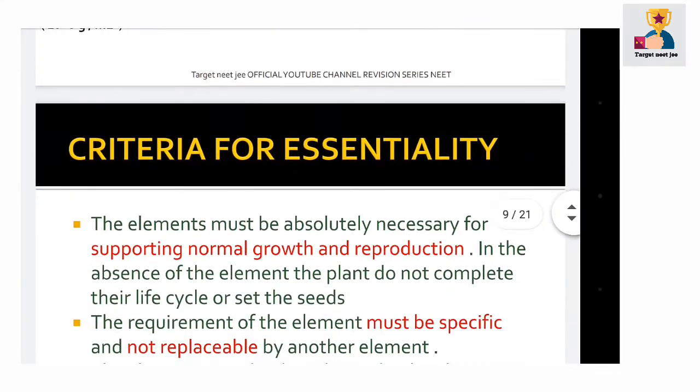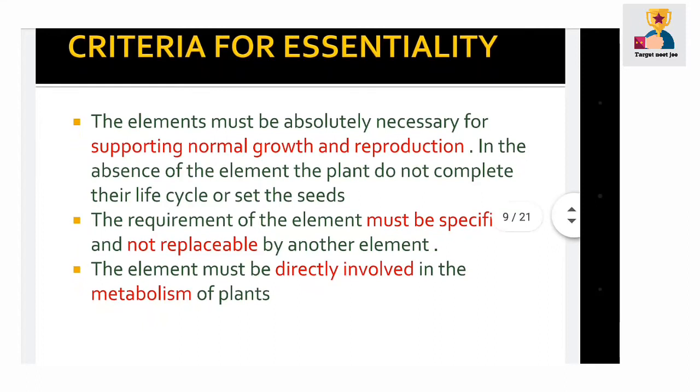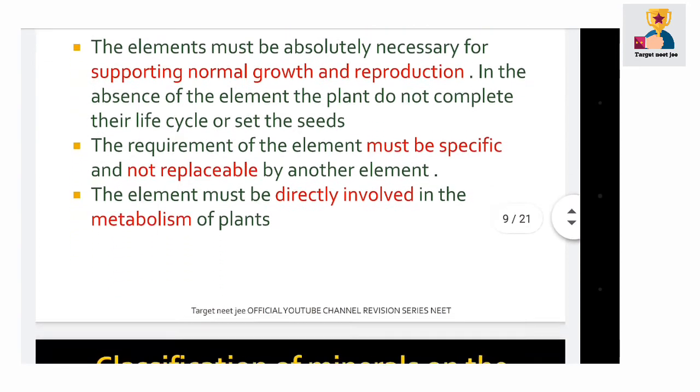Now see the criteria for essentiality. The element must be absolutely necessary for supporting normal growth and reproduction. In the absence of the element, the plants do not complete their life cycle or set seeds. The requirement of the element must be specific and not replaceable by another element. The element must be directly involved in the metabolism of plants.